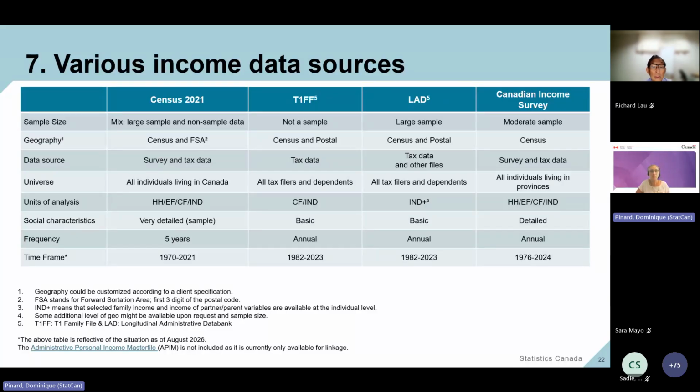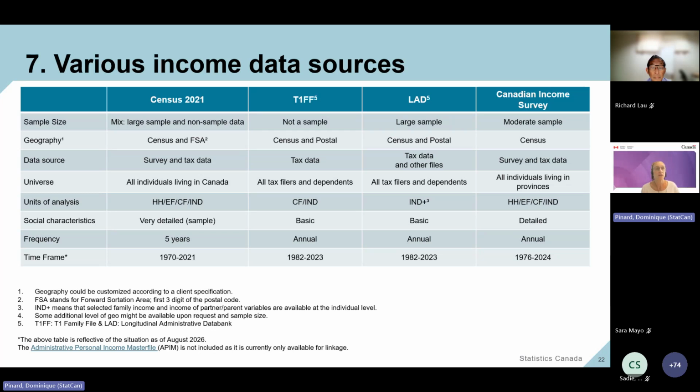The frequency is where you will choose the TIFF over the census. TIFF is annual, census is every 5 years. So that's what to consider. In terms of time frame, the census is available every 5 years, from 1970 to 2021, and 2026 is soon to be released. At least a few data points are to be released relatively shortly, I'm expecting, most likely before the end of the year.